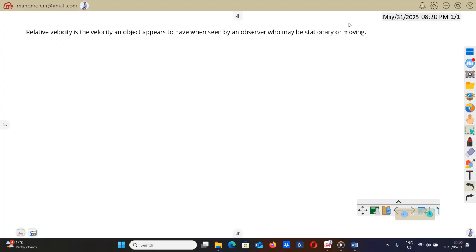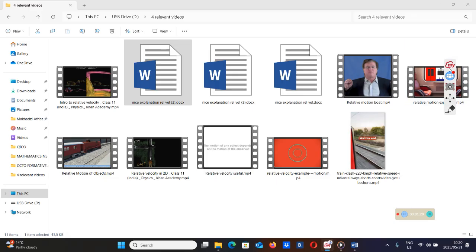So this velocity actually depends on the perspective of the observer. Okay, to get what I'm talking about, let's go to videos.